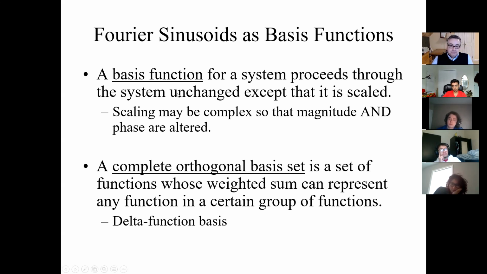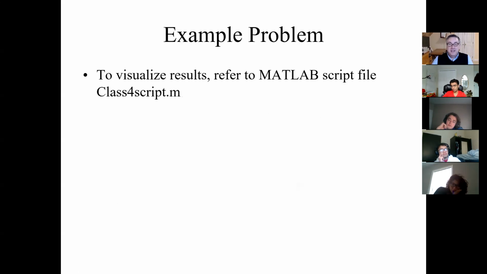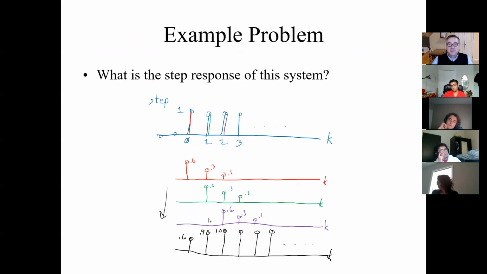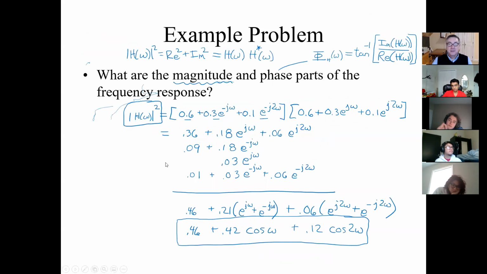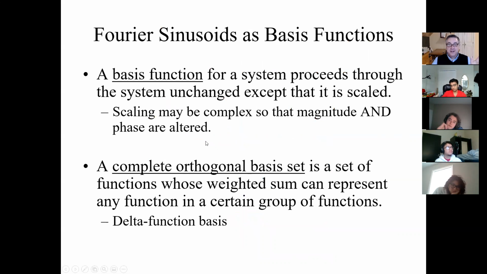So another example, by the way, of a complete orthogonal basis set, in a discrete system, is a delta function basis, because as we said, any discrete function can be broken down as a sum of individual delta functions at different times. That makes that a basis set also, but it's not a basis set for linear shift invariant systems, because if you put that delta function in, you're not going to get a delta function out generally, unless you have a trivial system. So the Fourier sinusoids are important.